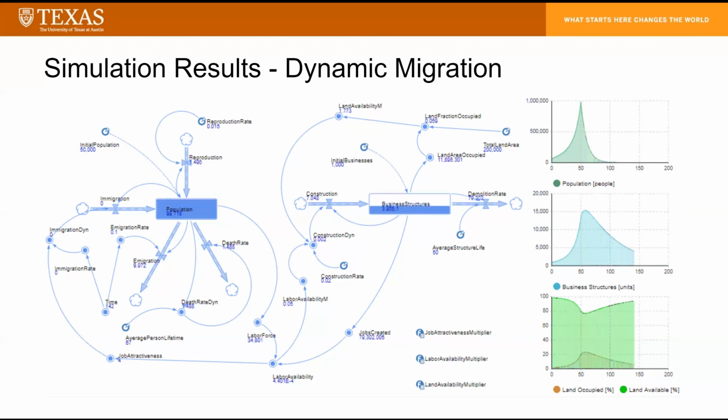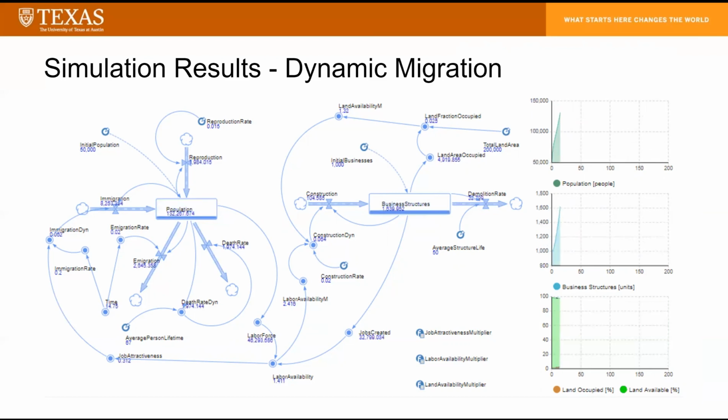This is for question 4. You can see that around year 50, there's a huge sharp peak in the population with a sharp decrease after year 50. This also leads to a slightly slower decrease in business structures over time and a slight increase in land availability over time as the model runs as well.